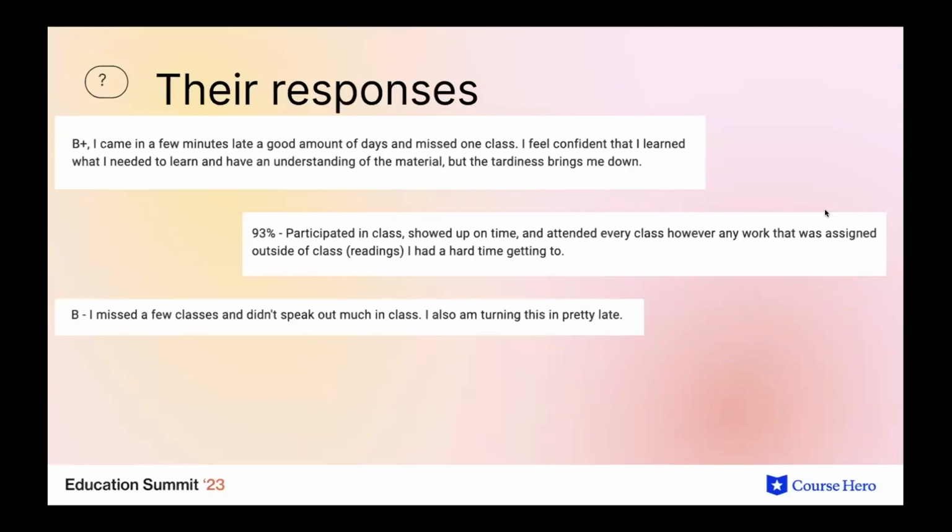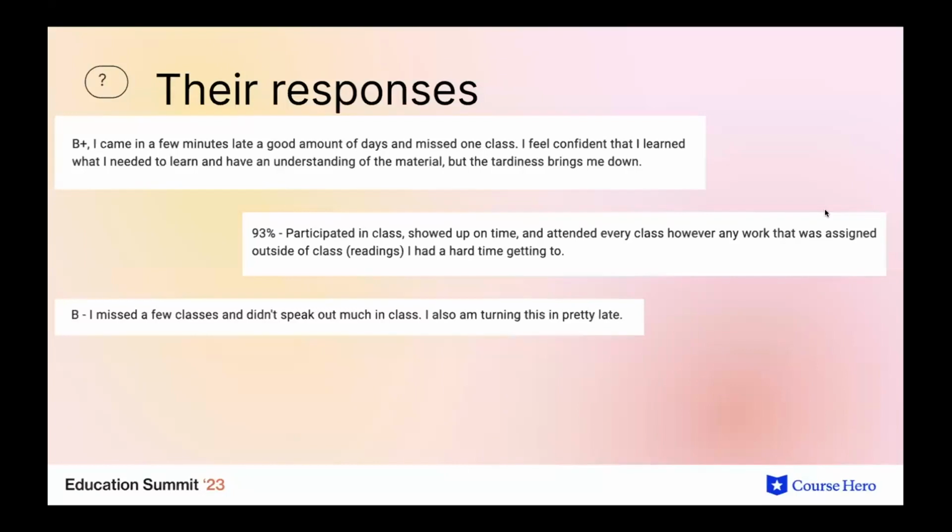So this student said, so you can see where they start getting smaller and smaller, right? With their responses, less thoughtful, less explanation. B+, I came in a few minutes late, a good amount of days, and missed one class. I feel confident that I learned what I needed to learn and have an understanding of the material, but the tardiness brings me down. Again, this is like a byproduct of public schools. If tardiness and attendance is the most salient feature for students.